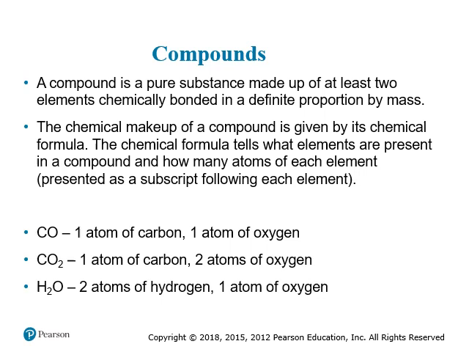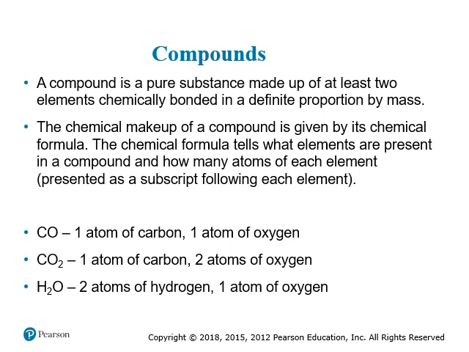The chemical makeup of a compound is given by its chemical formula. That basically tells us what elements are present in a compound and how many atoms of each element are present. And that is represented as a subscript, a tiny little number written after each element. If there is no number, then it is assumed that there's only 1 atom in the chemical formula.